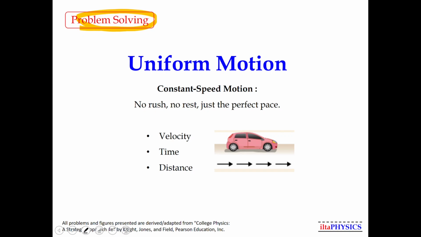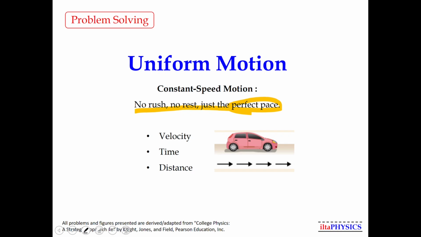Today, we're going to solve some problems together regarding uniform motion. As the name suggests, uniform motion is when an object moves at a constant speed. As you can see in the diagram below, it's like a car driving from left to right at a steady velocity. In other words, uniform motion means the object moves at a consistent pace the whole time, it doesn't speed up, and it doesn't slow down to a stop.